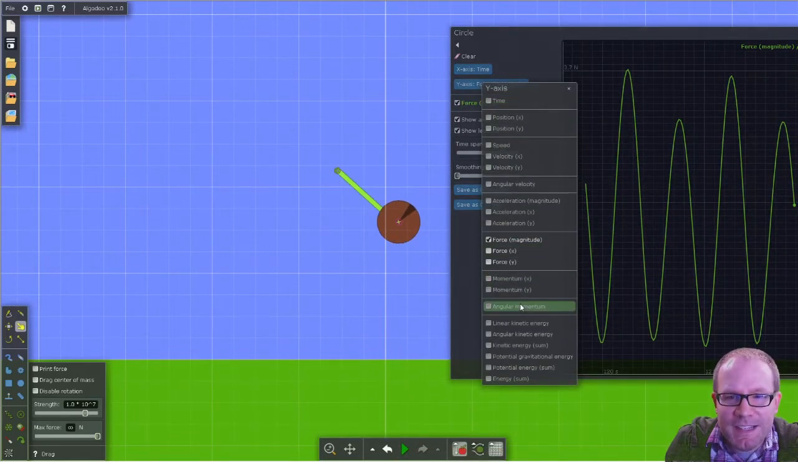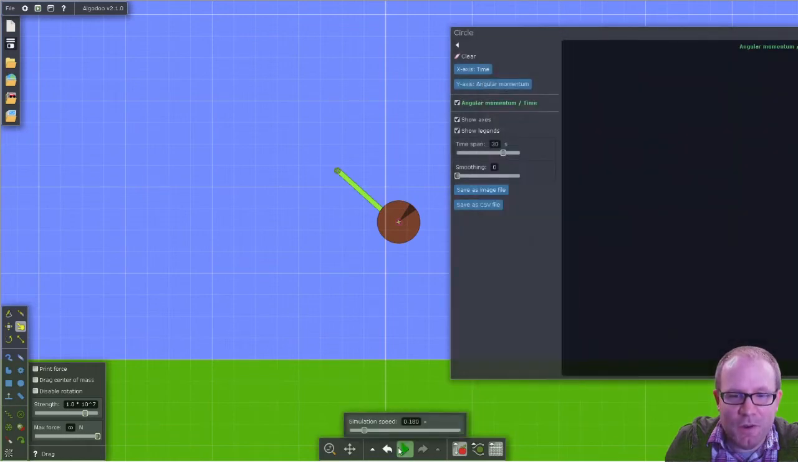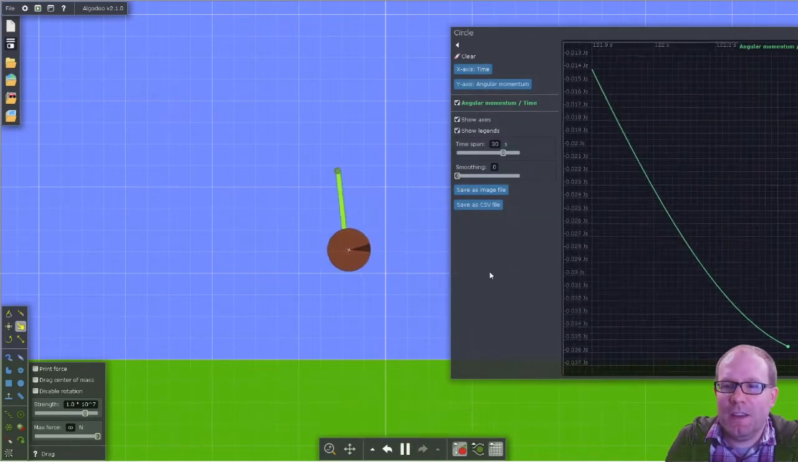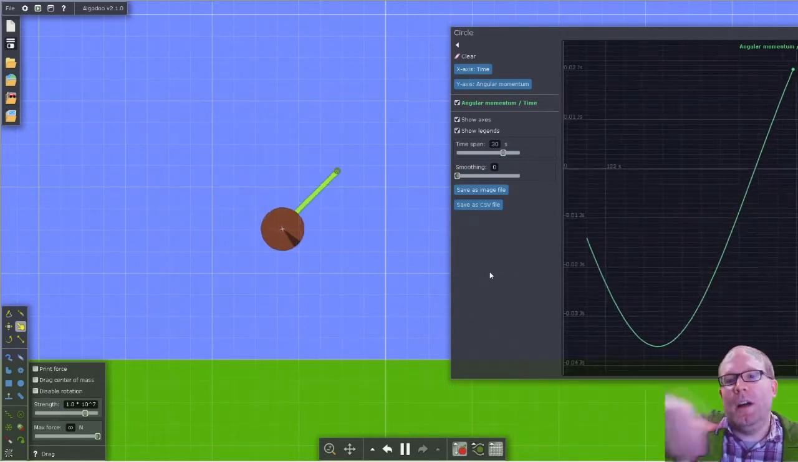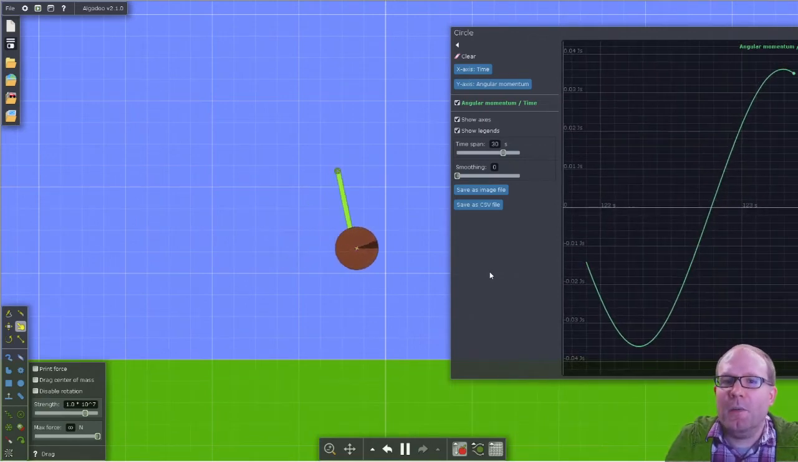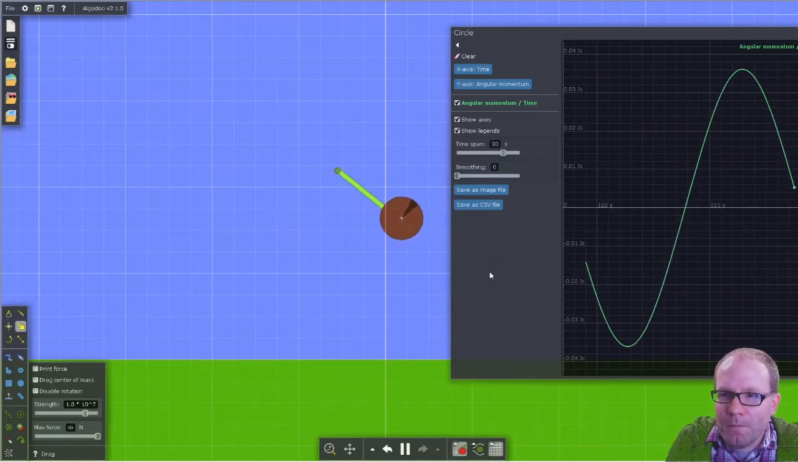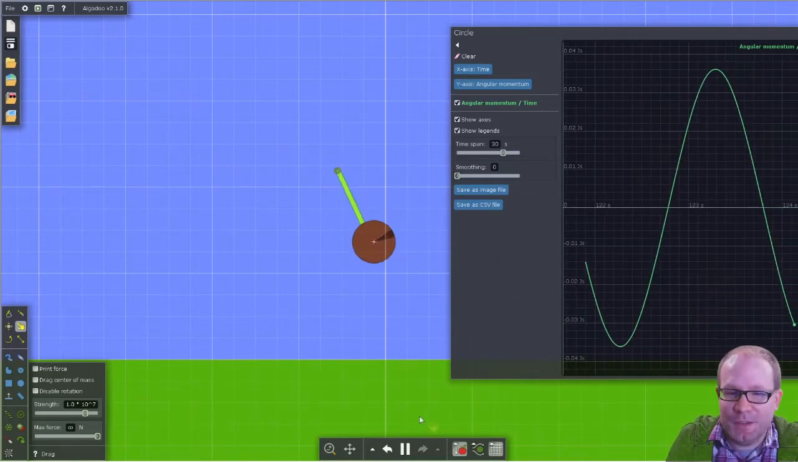Let's see, why don't we try this thing's angular momentum? Since it's rotating, it makes sense to think of its angular momentum. Again, it's going to be positive or negative depending on which way it's rotating, clockwise or counterclockwise. Yeah, that looks like it's oscillating.